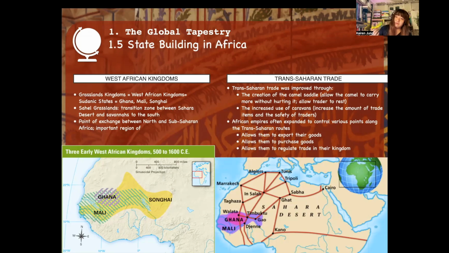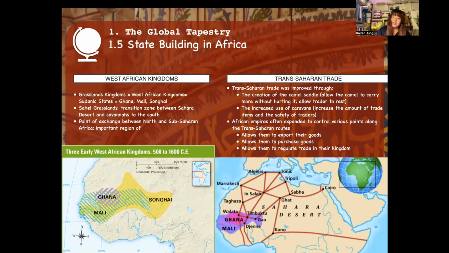You were generally riding camels. The taming of the camel came about in previous time periods, but the creation of the camel saddle allowed the camel to carry a lot more without hurting, and it also allowed the trader to rest while the camel did most of the hard work. And the increased use of caravans increased the amount of trade items as well as the safety of travelers and traders.